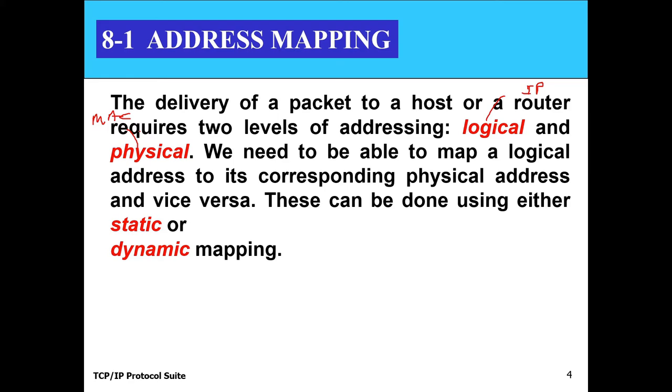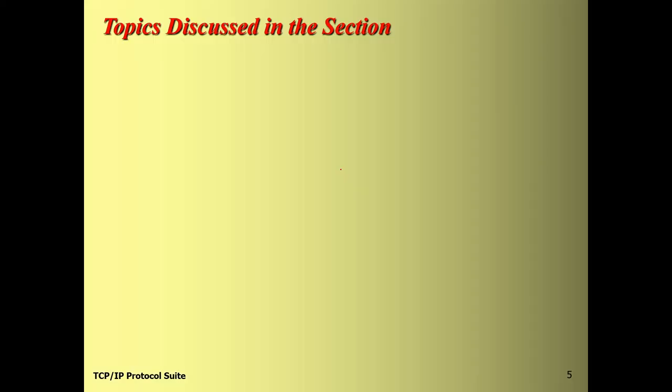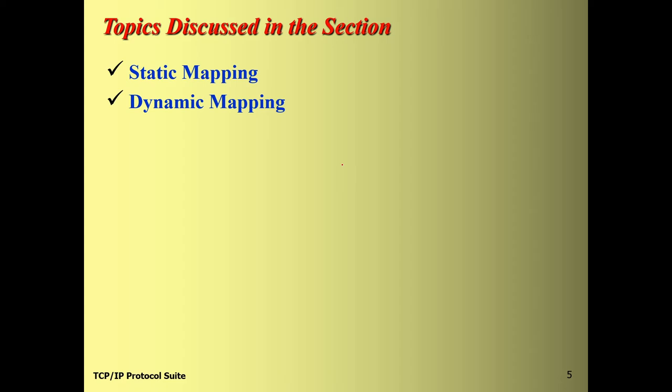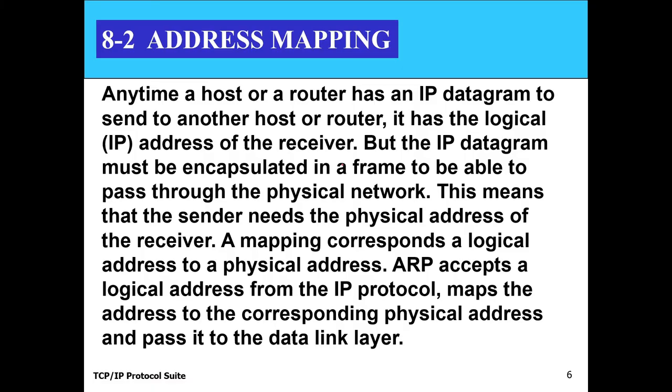All right. Now, this can be done using either static or dynamic mapping. So you could have in your computer a table, and it has two columns, all right? One is for the logical address and one for the physical address. The problem is that, you know, these could change. So having a static system is always a bad idea because everything could get changed, all right? So there's static mapping, not used. There's dynamic mapping. That's what we're gonna use.